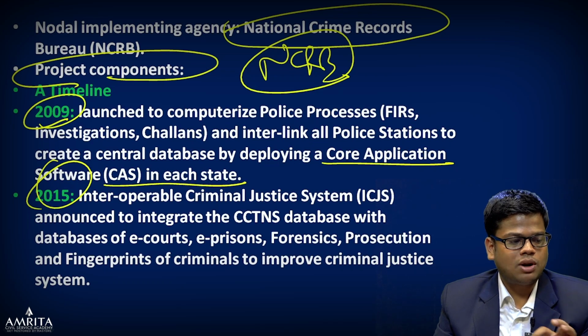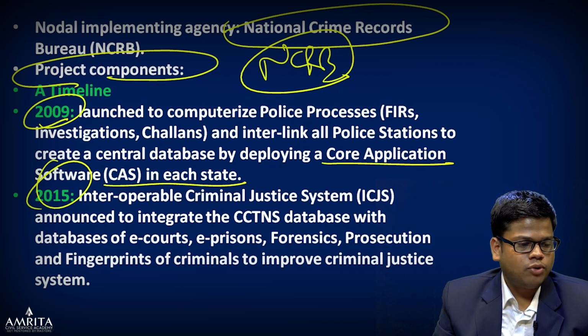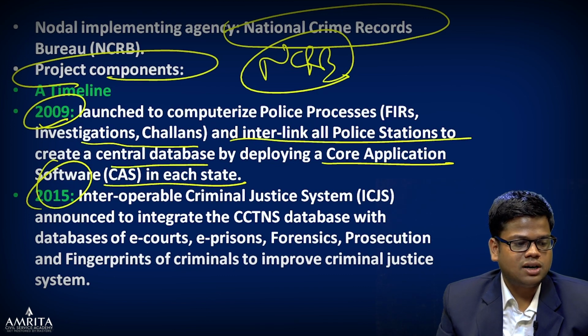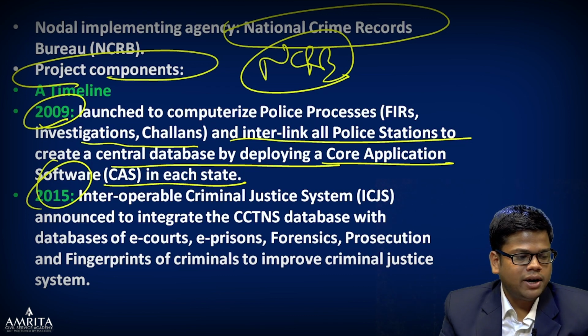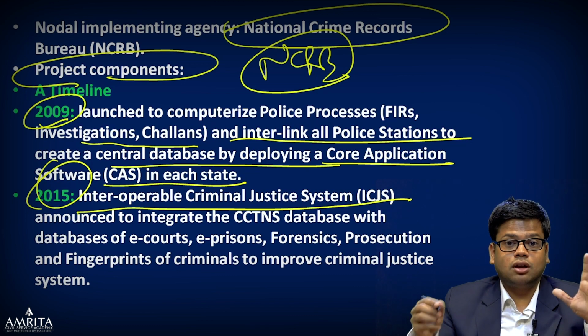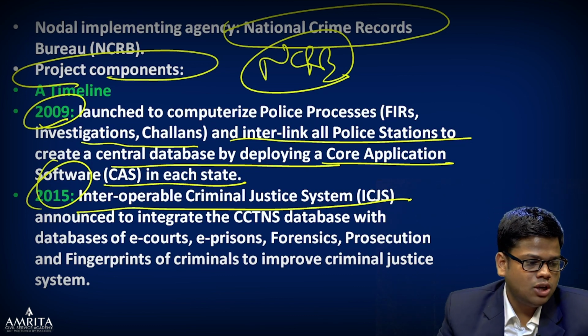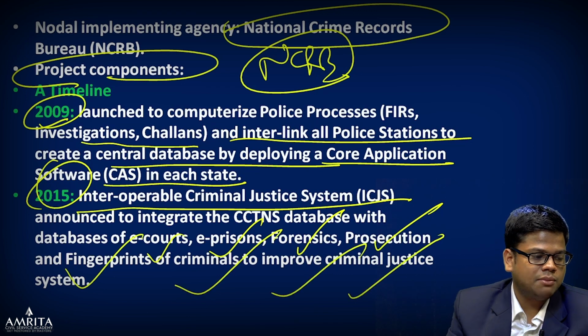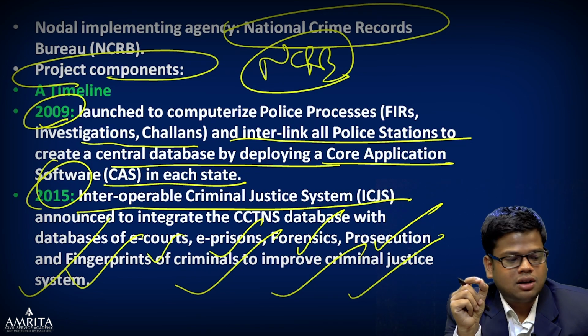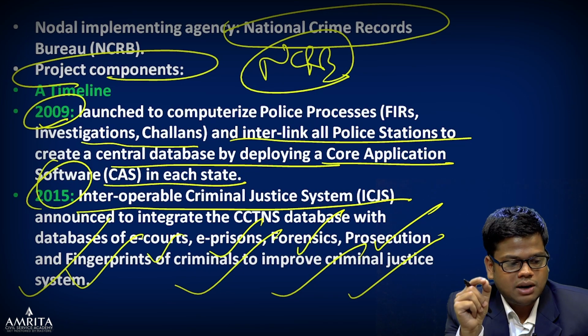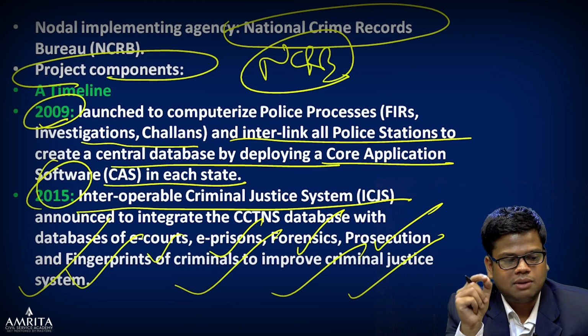They've deployed this core application software. For example, integration of FIR, Challan, interlinking all police stations to create a central database by applying a core application software. Next, they form an interoperable criminal justice system, that is connecting the police system with e-courts, e-prison, forensics, prosecution, fingerprints of criminals to improve the criminal justice system. That is ICJS, Integrated Interoperable Criminal Justice System.